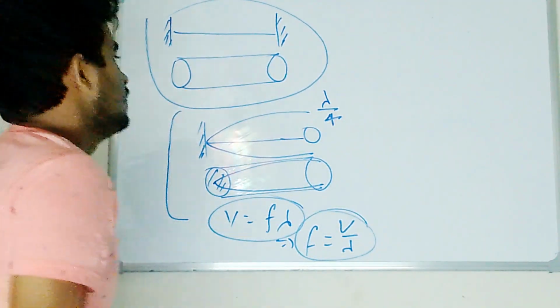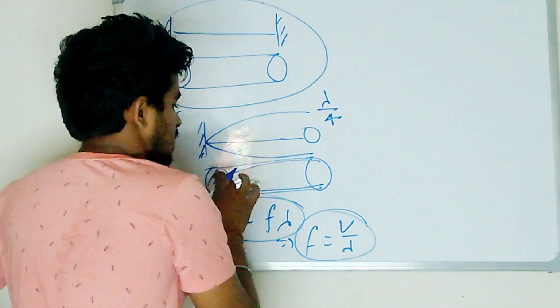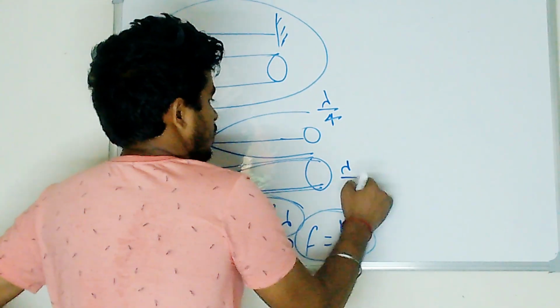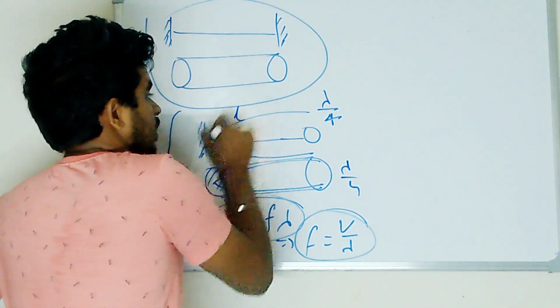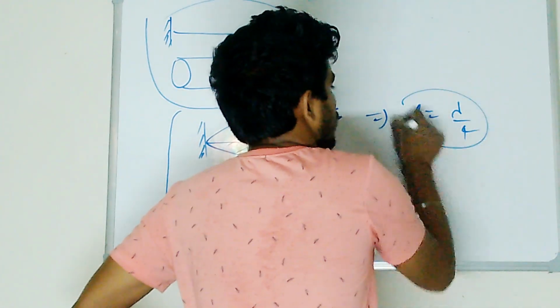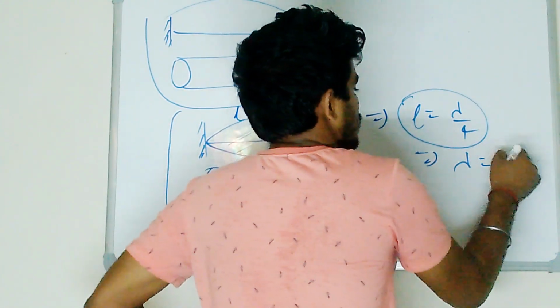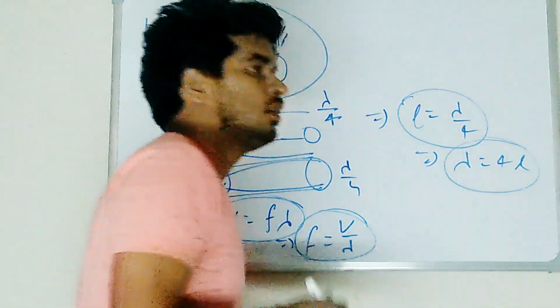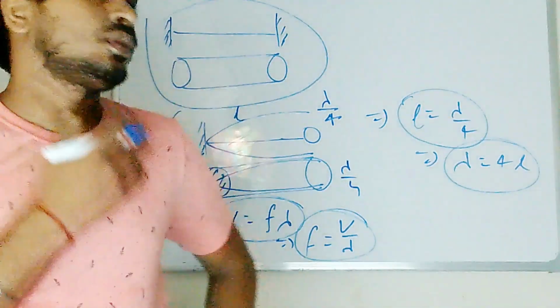This is lambda by 4 and this is also lambda by 4, and this length is L. So from here L equals lambda by 4, so lambda equals 4L.